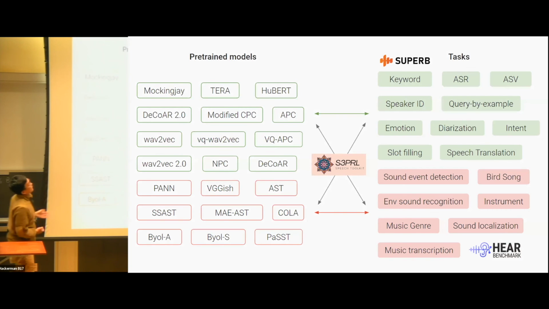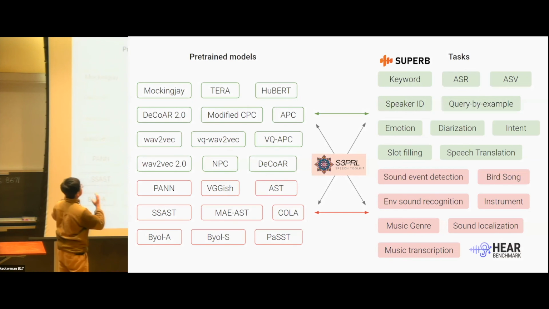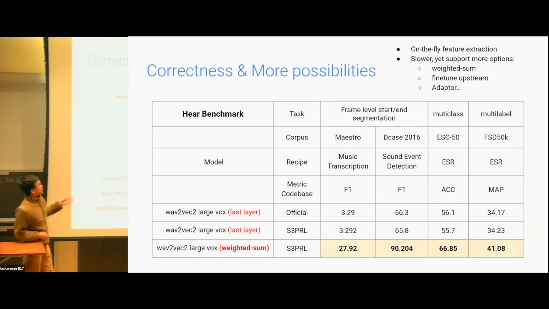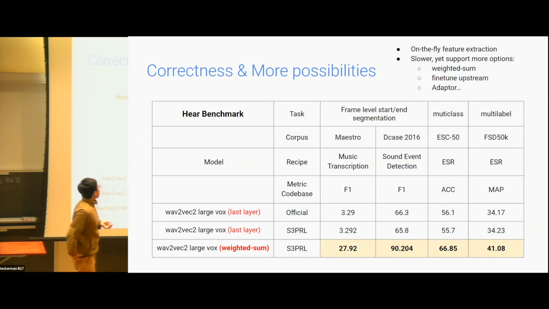So now that you have the speech pre-trained models in S3PRL, you also have the sound pre-trained models in S3PRL, and you can benchmark all of them on the SUPERB benchmark, and you can benchmark all of them on the HEAR benchmark, and you can do the cross comparison. So here, to verify the correctness, we also compare our benchmark numbers with the official ones on some representative tasks, and of course they should be correct.